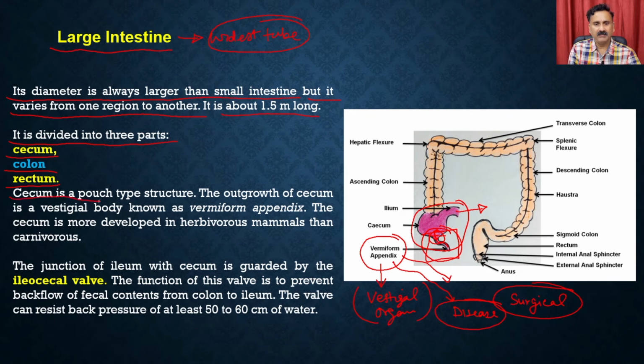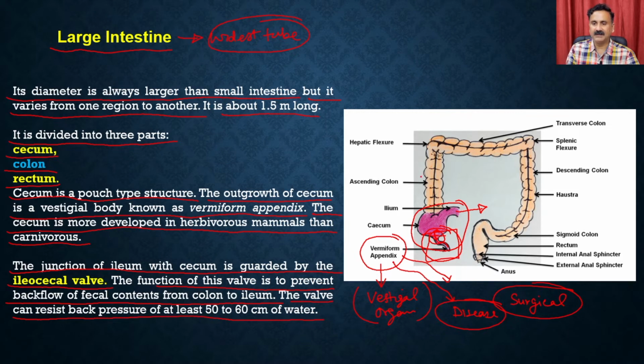So, cecum is a pouch type structure. What you see here is a pink color structure, which is the cecum. The outgrowth of the cecum is a vestigial body known as the vermiform appendix. The cecum is more developed in the herbivorous mammals than the carnivorous. The junction of the ileum with cecum is guarded by the ileocecal wall. The function of this wall is to prevent the backflow of the fecal content from the colon to ileum. The wall can resist back pressure of at least 50 to 60 centimeter of water.